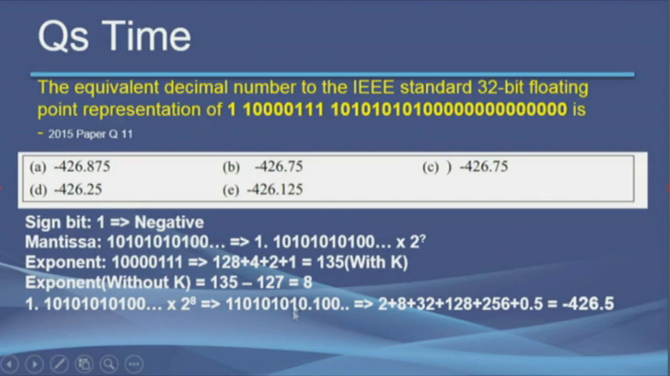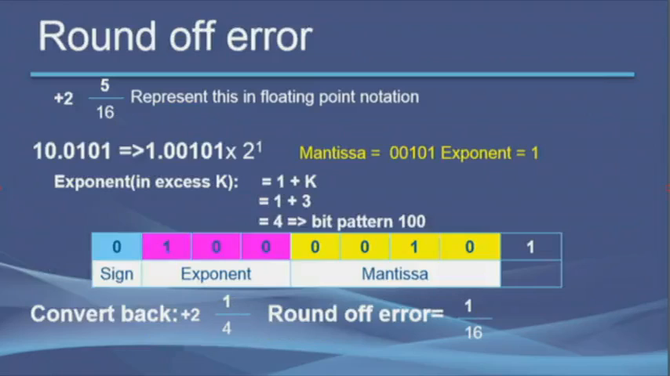So this is 2, this is 8, this is 32, 128 and 256, and the first position after the radix point gives us 0.5. So you can get the answer minus 426.5. Unfortunately the answer is missing in this particular question, and in that year marks for all were given.